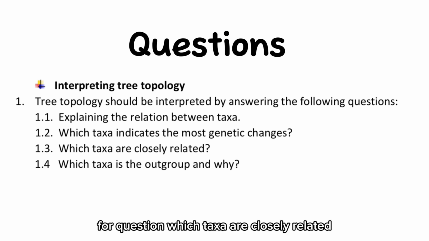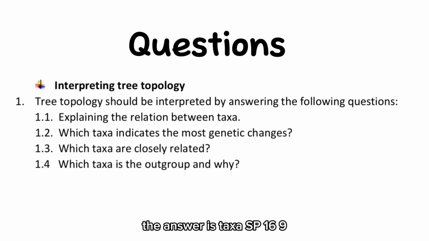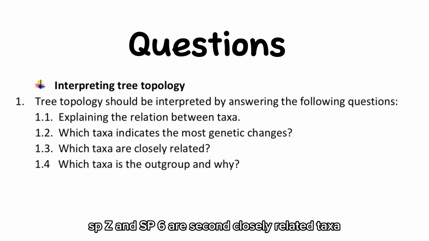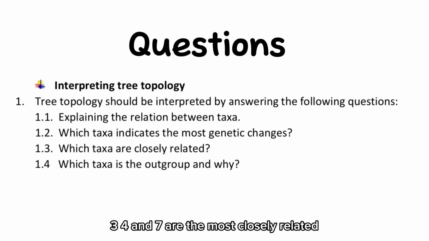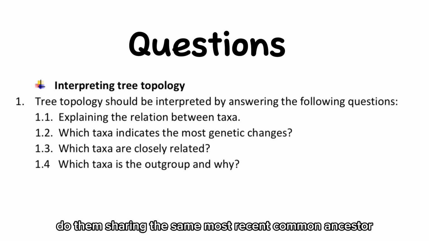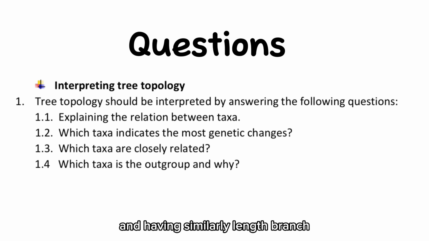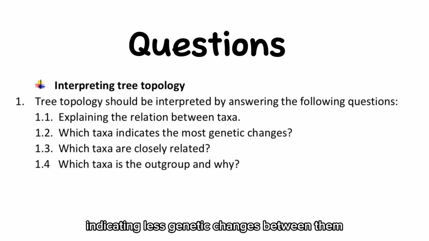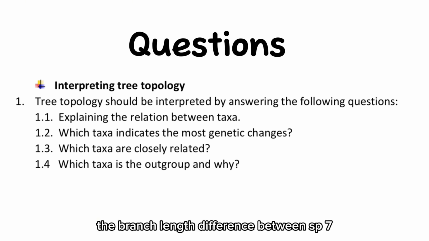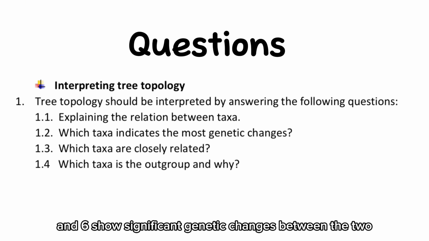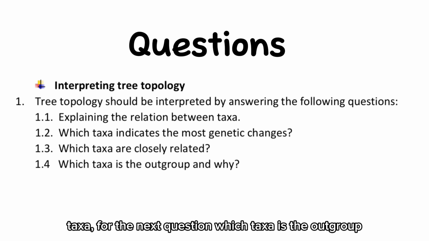For the question of which taxa are closely related, the answer is taxa SP16, 9, 3, 4, and 7. SPZ and SP6 are the second most closely related taxa. SP16, 9, 3, 4, and 7 are the most closely related due to them sharing the same most recent common ancestor and having similar branch lengths, indicating less genetic change between them, while SPZ and SP6 also share the closest common ancestor. The branch length difference between SPZ and 6 shows significant genetic changes between the two taxa.